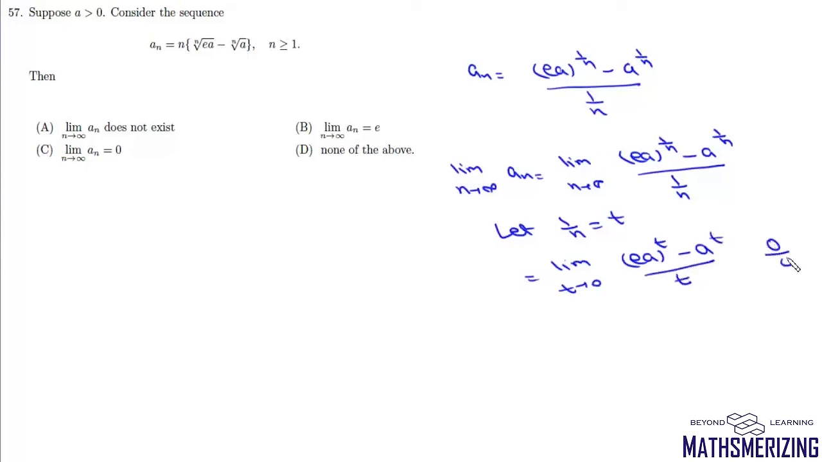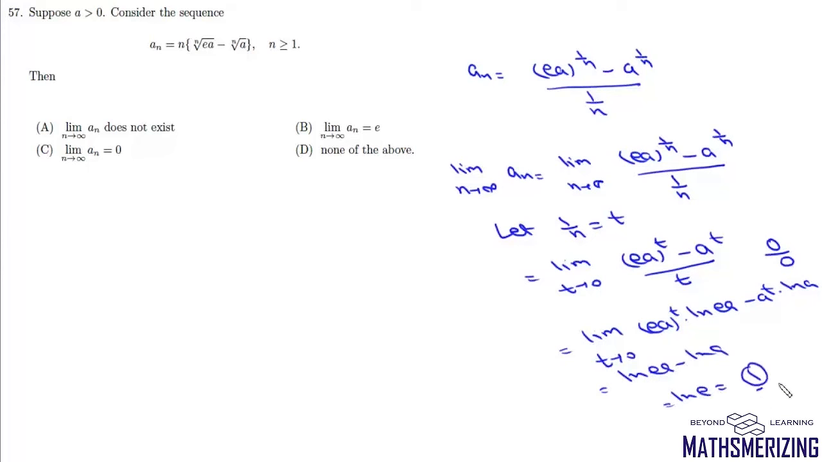Now this is 0/0 form, so we can use L'Hopital's rule. So we can write the limit as t tends to 0 of (ea)^t log(ea) - a^t log a. Now we'll put t as 0, so we'll get log(ea) - log a. So it'll be simply ln e, and ln e is nothing but 1. So the answer to this limit is 1, which is none of the above, option number D.